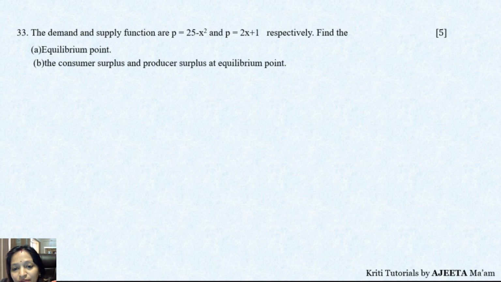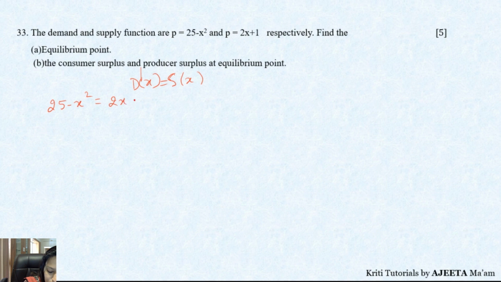Now, the demand and supply functions are given to you. You have to find the equilibrium point as well as the consumer surplus and the producer surplus at the equilibrium point. So first you have to find the equilibrium point. What's the equilibrium point? The equilibrium point is the point where the demand function is equal to the supply function. So demand equals supply. What do you get? 25 minus x square is equal to 2x plus 1. This is the given condition.